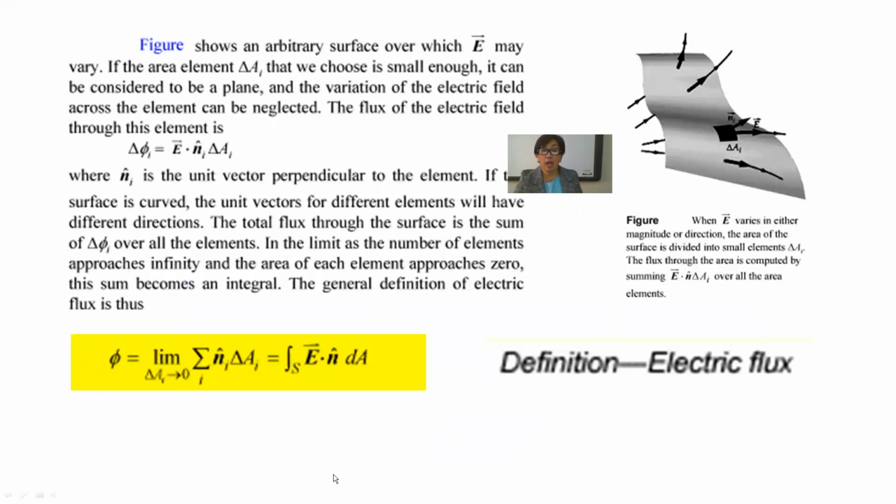And here is the definition of electric flux: the limit as delta A approaches 0 of the sum of E dot n multiplied by the changing area, which becomes the integral over the surface S of the electric field dotted with dA. This is the integral definition of electric flux.